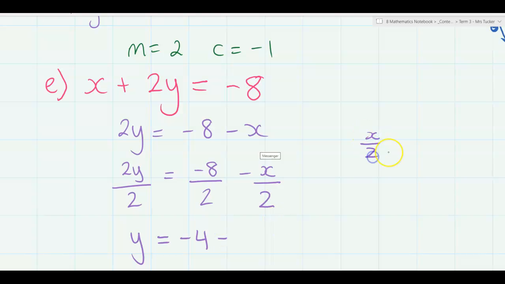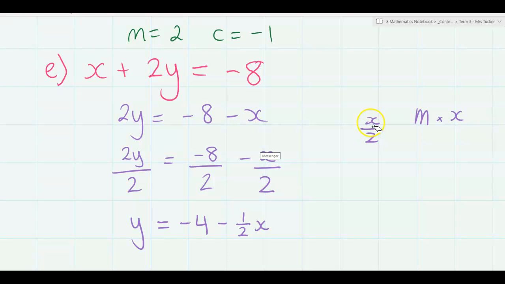x on 2. How could I rewrite that? Good. Can we go fractions? 1/2. 1/2 x. So now, what's my gradient? Negative 1/2. And my y-intercept? Negative 4. So you cannot find m and c from the original. You have to rearrange it.